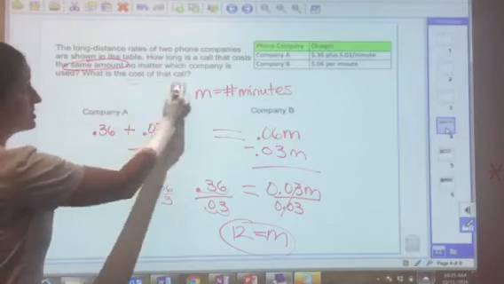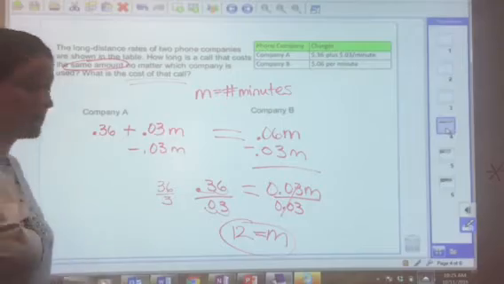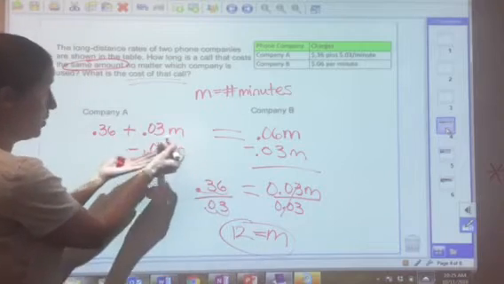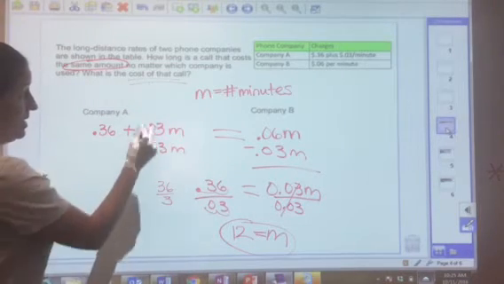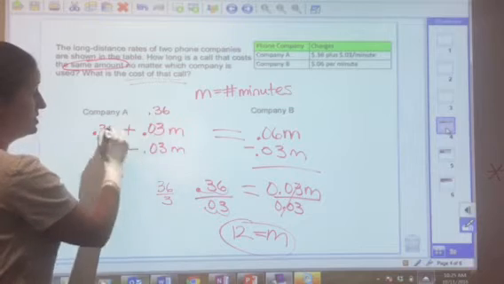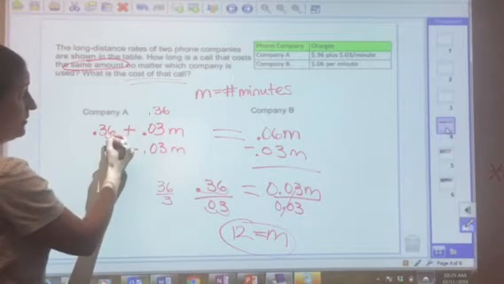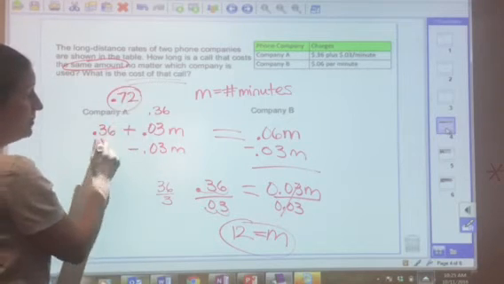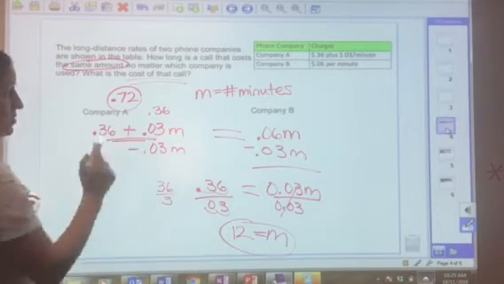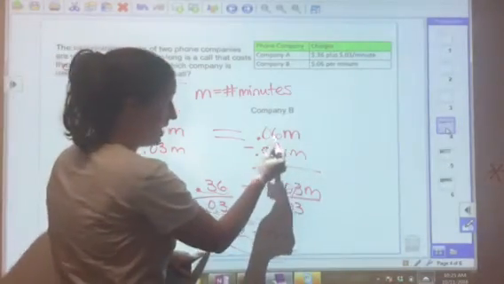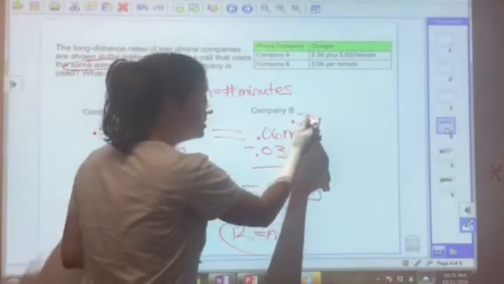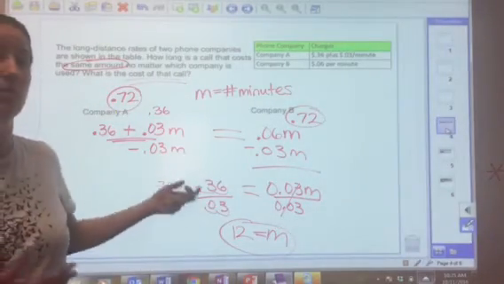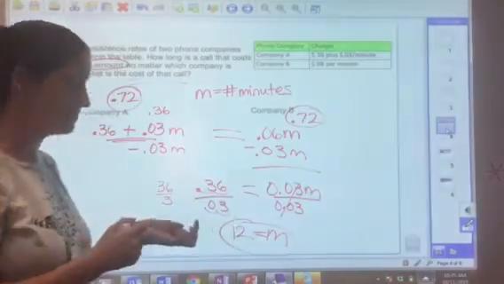What is the cost of that call? Well, to figure out the cost of that call, I can go back up to either company and just figure out what is 12 minutes at 3 cents per minute. It is 36 cents. What is 36 cents plus that initial fee of 36 cents? It is 72 cents. So the cost of a call with Company A at 12 minutes would be 72 cents. Plug it in on this side, and 6 times 12, you still get 72 cents, which makes sense because this is the number of minutes that would make the two companies cost the same.